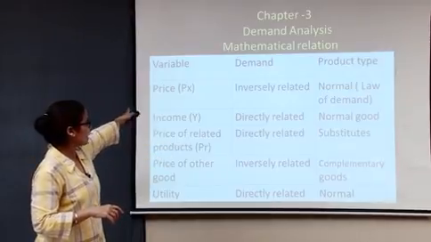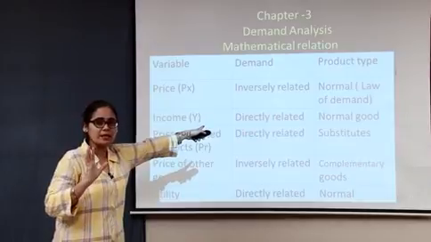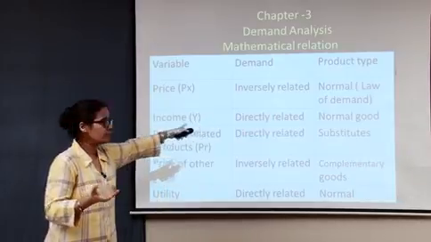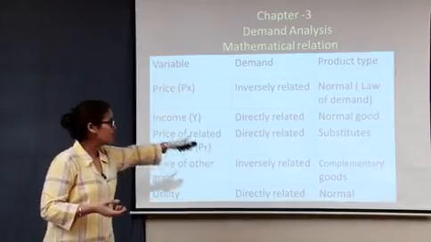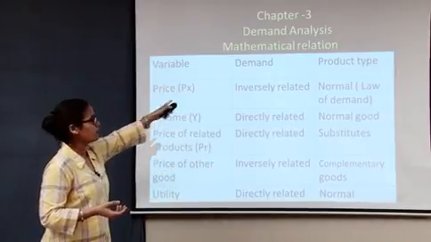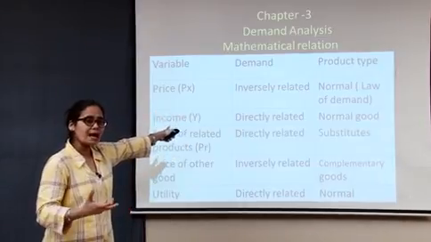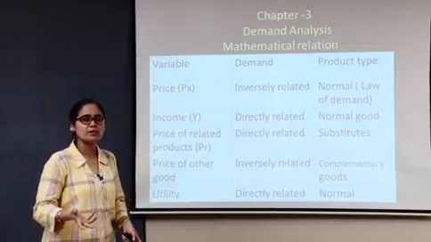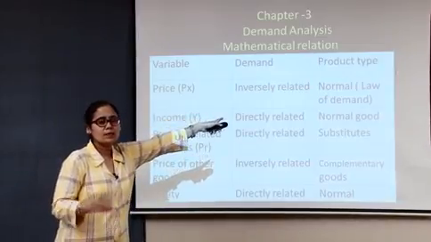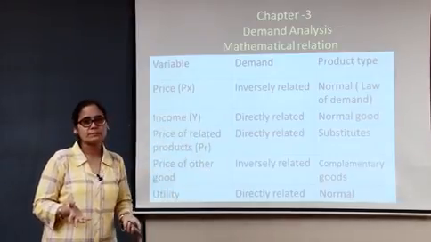So PX, the price of the product, how is it related to demand? Inversely. What does it mean? Whenever price goes up, the demand will fall. Whenever the price falls, demand will rise. Opposite direction. So what happens when price and demand are moving in opposite directions? You conclude that the product is normal and it comes under the law of demand. Clear?